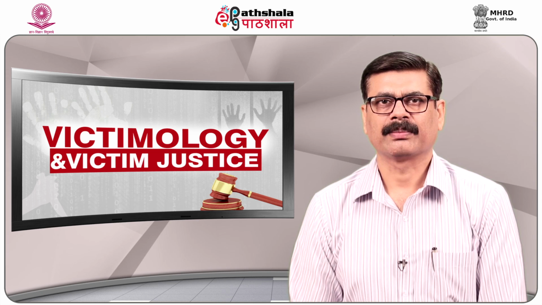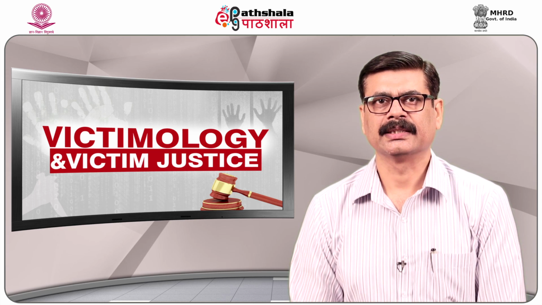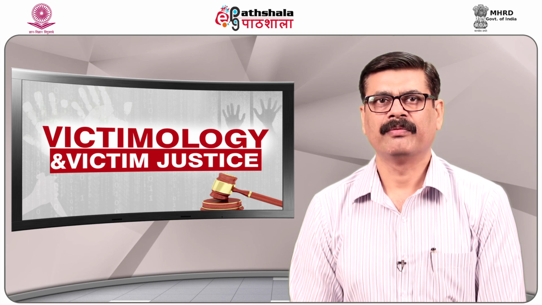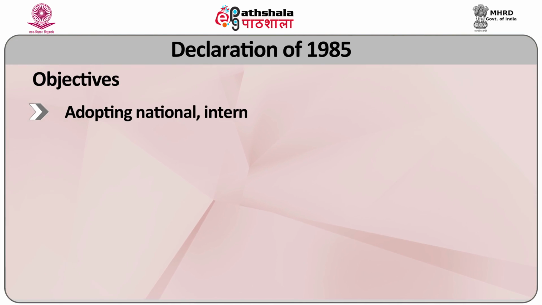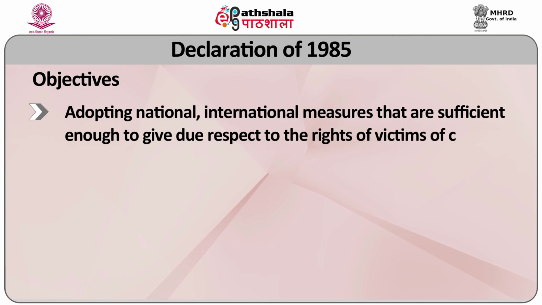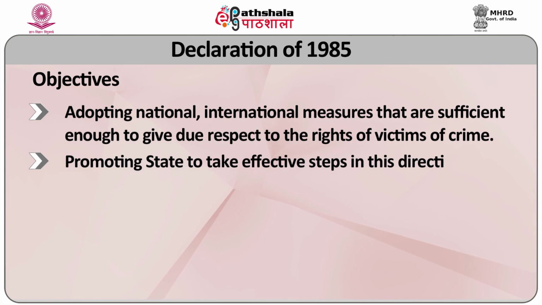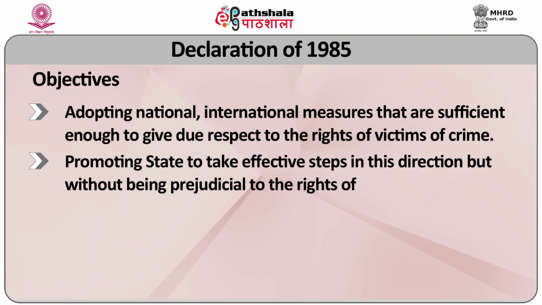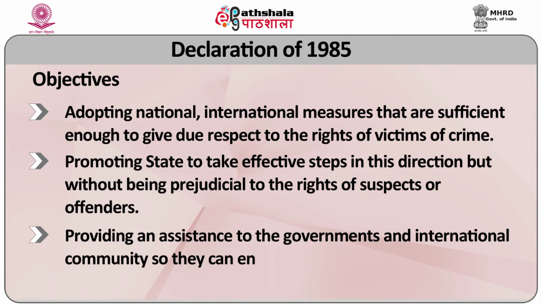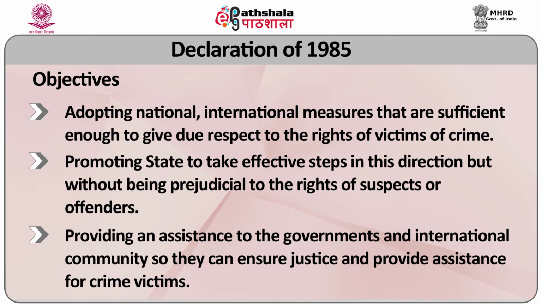The declaration was adopted by the General Assembly of the United Nations on 29 November 1985 at its 96th plenary meeting with the objective of adopting national and international measures sufficient to give due respect to the rights of victims of crime, promoting states to take effective steps in this direction but without being prejudicial to the rights of the suspect or offender, and providing assistance to governments and the international community so they can ensure justice and provide assistance for the crime victim.